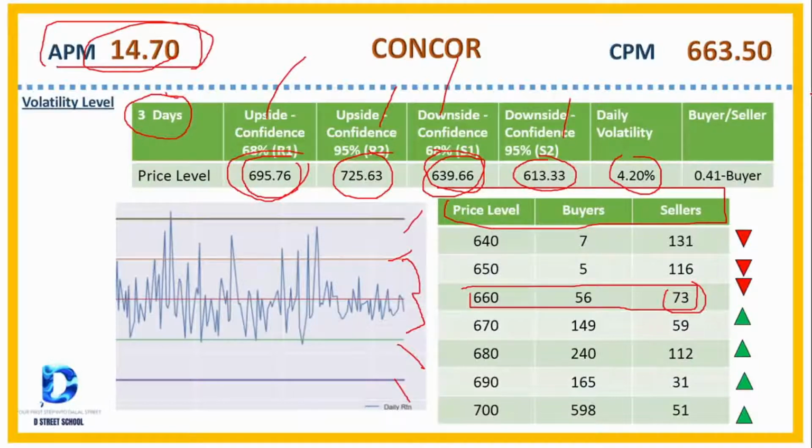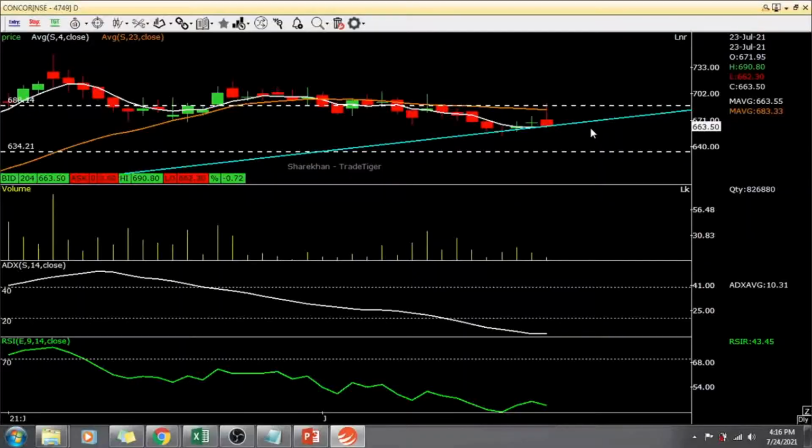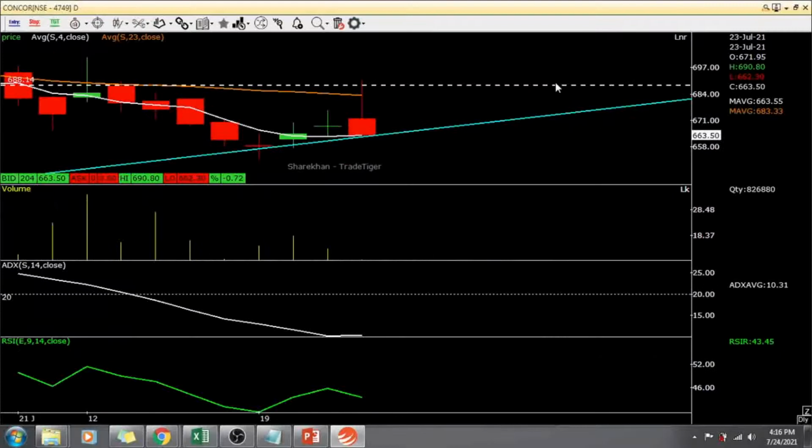Now we'll check the technical analysis: how the stock is going to perform, whether it is likely to be a bullish, bearish or flat market. We'll check that in the technical analysis now. You are watching the Concur daily chart. You can clearly see that in the last previous session, an inverted hammer candle formed on the chart. Last Friday, the market opened at 671.95 and went all the way to 690. It was unable to breach the resistance level, so due to immense selling pressure, the price closed at 663.50.